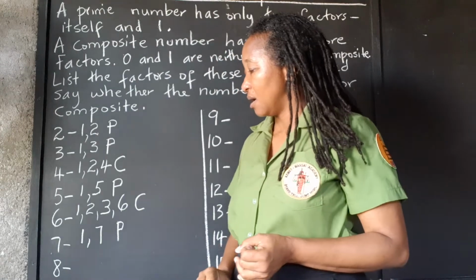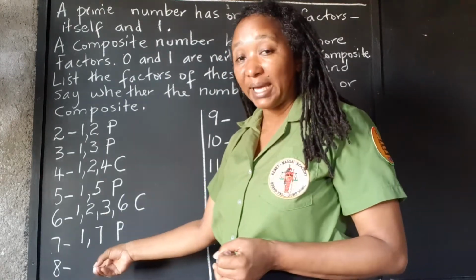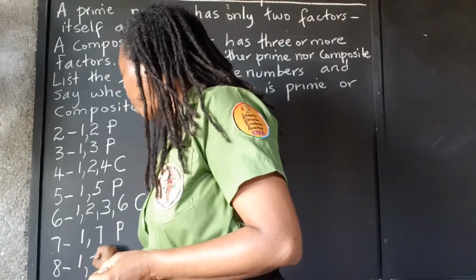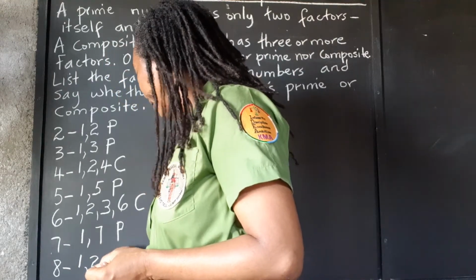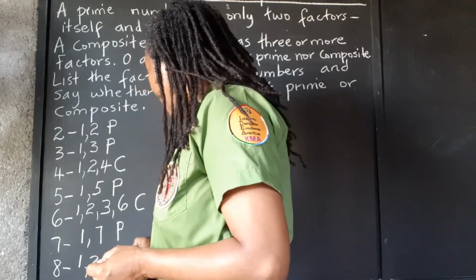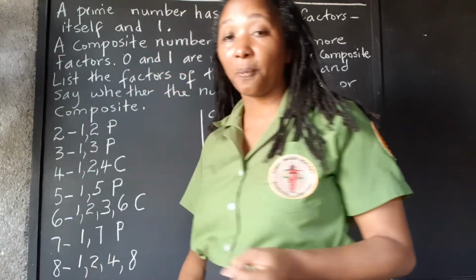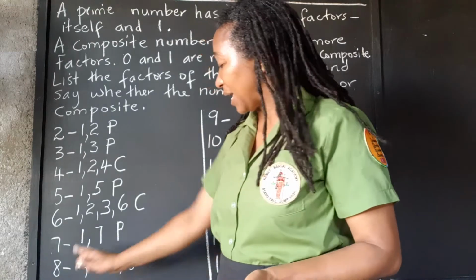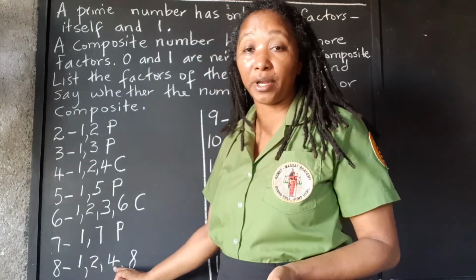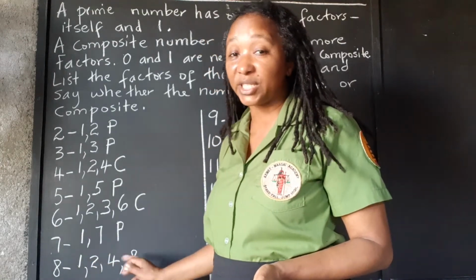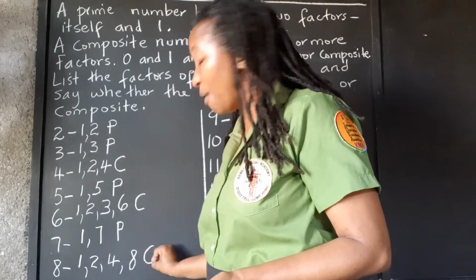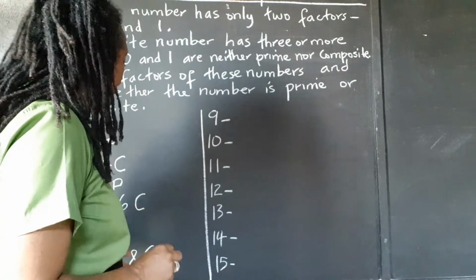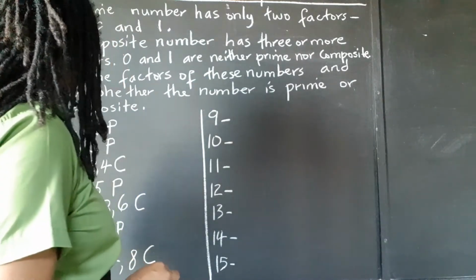Okay. How about number 8? So 1 can go into 8. 2 can go into 8. 4 can go into 8. And 8 can go into itself. Every number can go into itself. So 8 has 1, 2, 3, 4 factors, which tells us it is composite. It is definitely composite. Alright. So let's look at the 9.